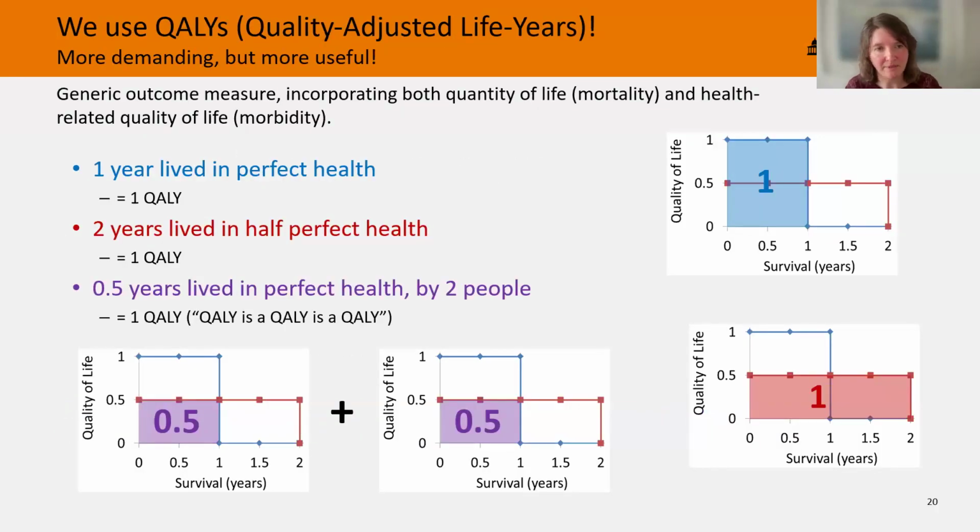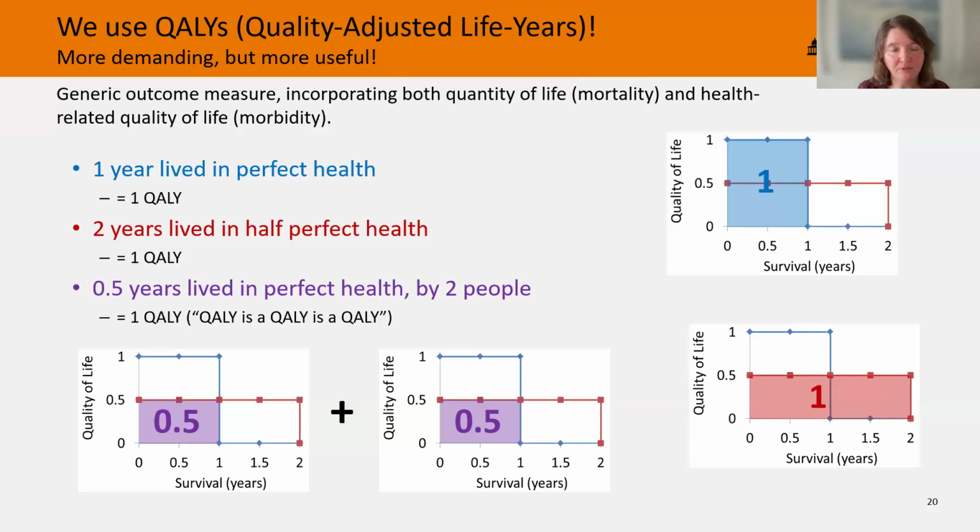So we use QALYs. Here we are. So quality adjusted life years are a generic outcome measure. They incorporate both quantity of life and quality of life, and they are a two-dimensional measure, if you like. So they're calculated as the area under the curve.